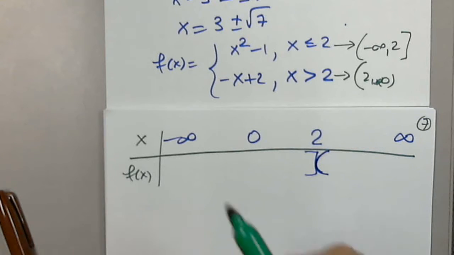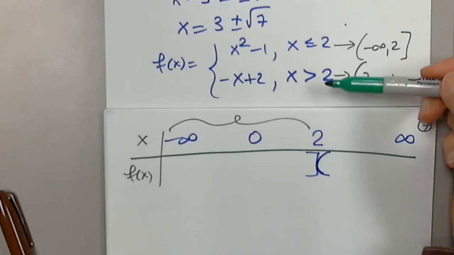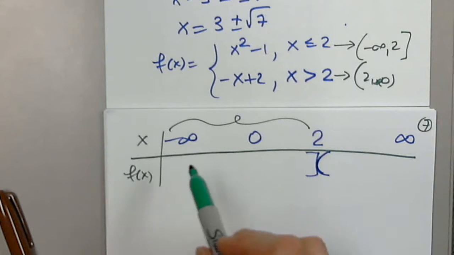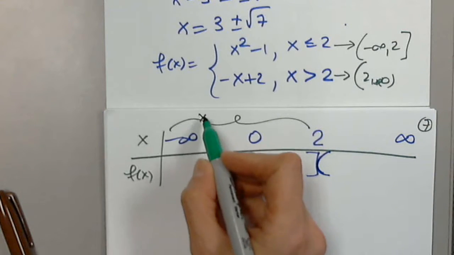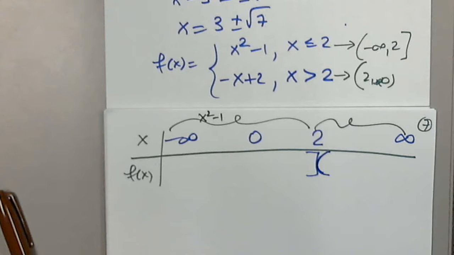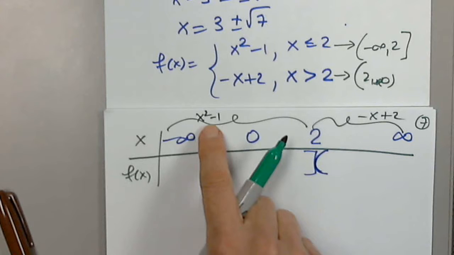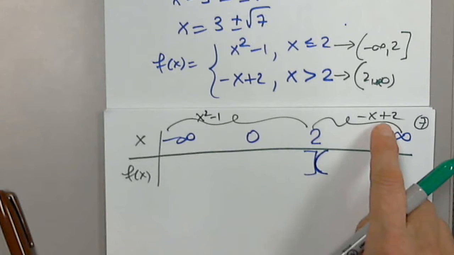Okay, so now in this interval, what do I use? I know it's an overkill, but these may not be presented in the correct order, so I'd rather put them here also. Indeed, x squared minus 1. What function do I use for 2 to infinity? Negative x plus 2 indeed. Good.